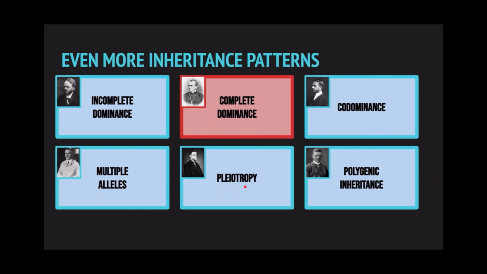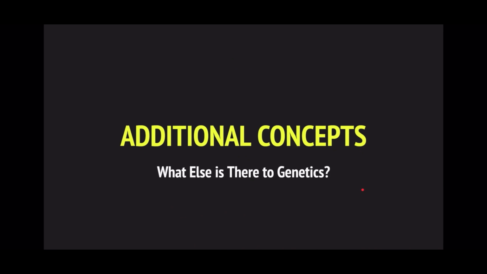Pleiotropy is when a single gene affects multiple phenotypic traits. An example of this would be sickle cell disease, which affects red blood cells and other body systems. On the contrary, we have polygenic inheritance, which occurs when multiple genes influence a single trait, which would lead to continuous variation. This could include traits like skin color and height, which, again, we can see within our population there's a lot of variance, considering there's multiple genes that influence this.